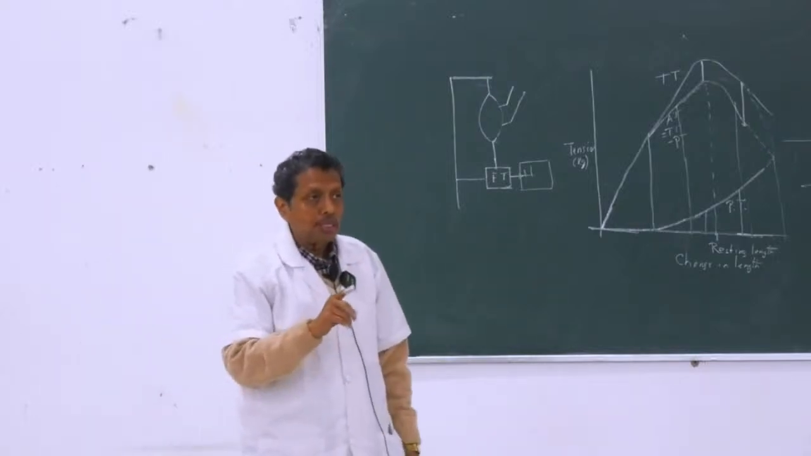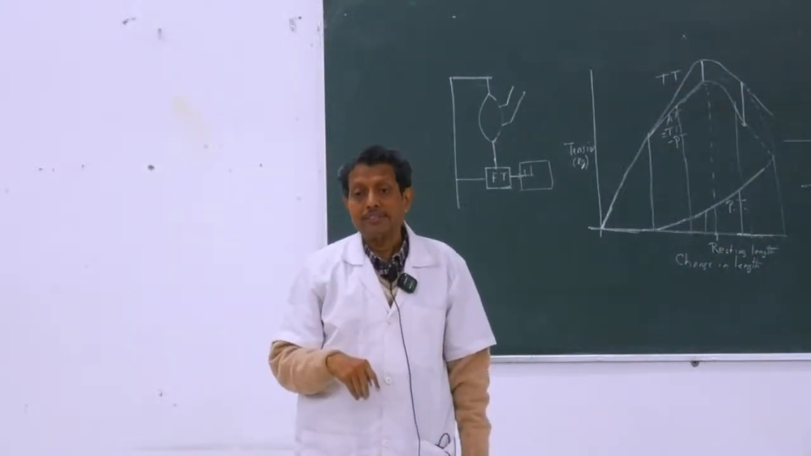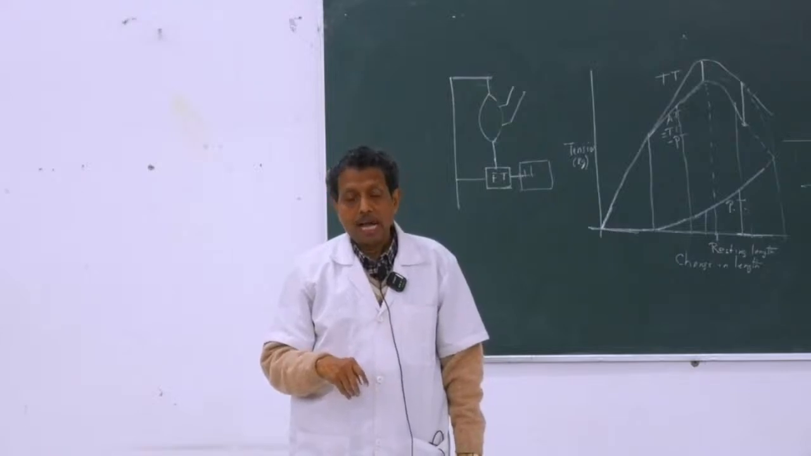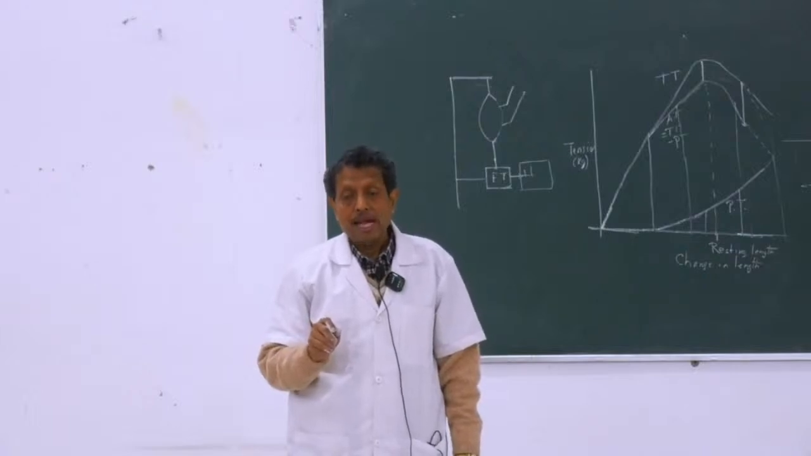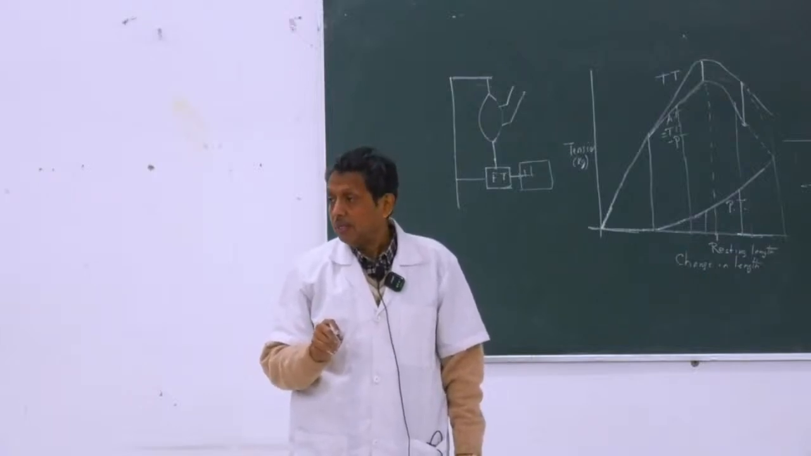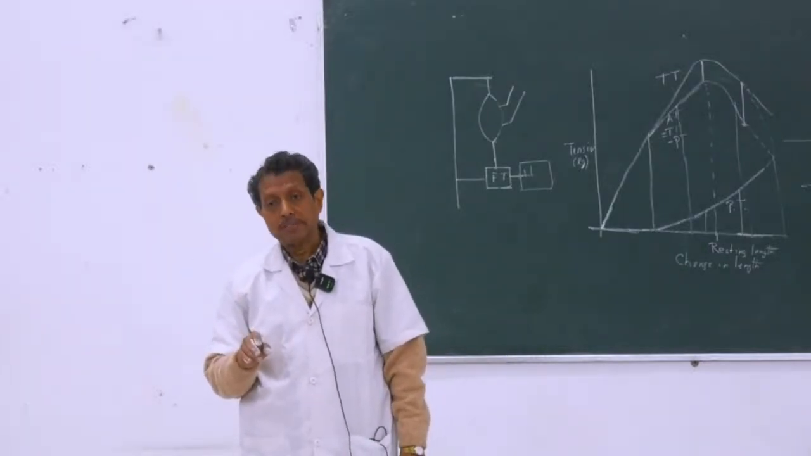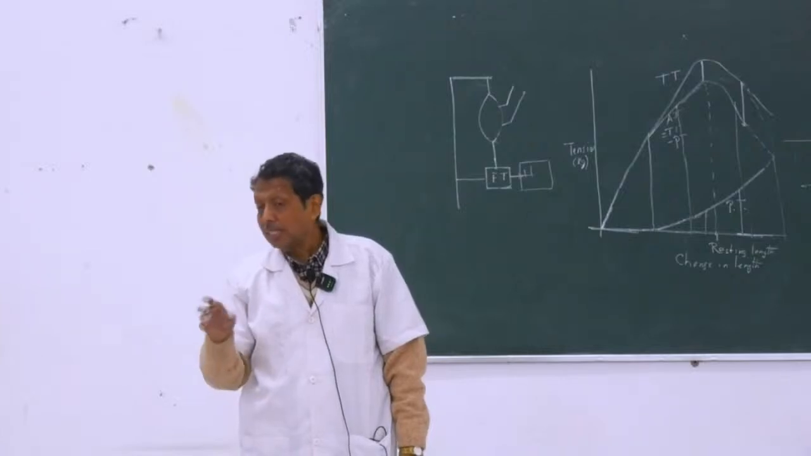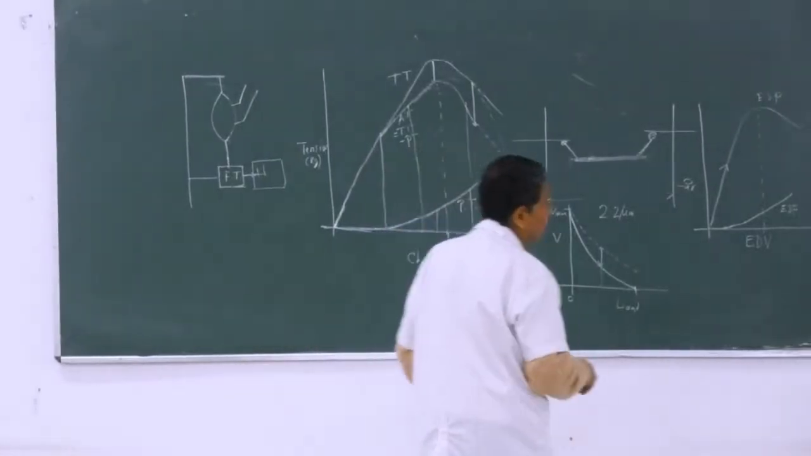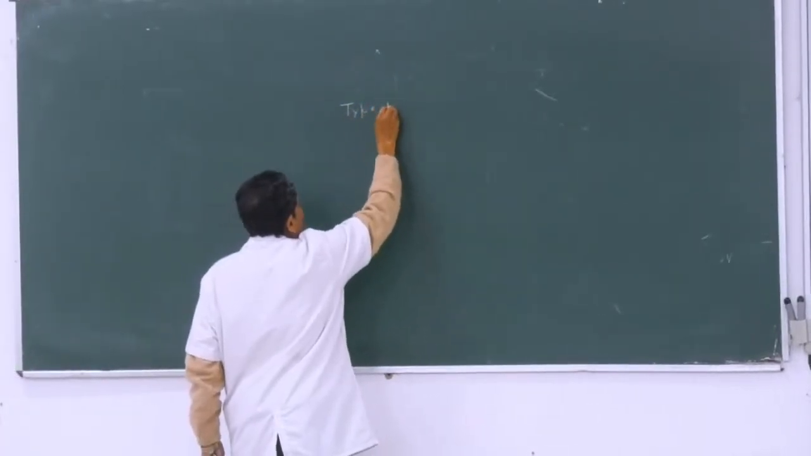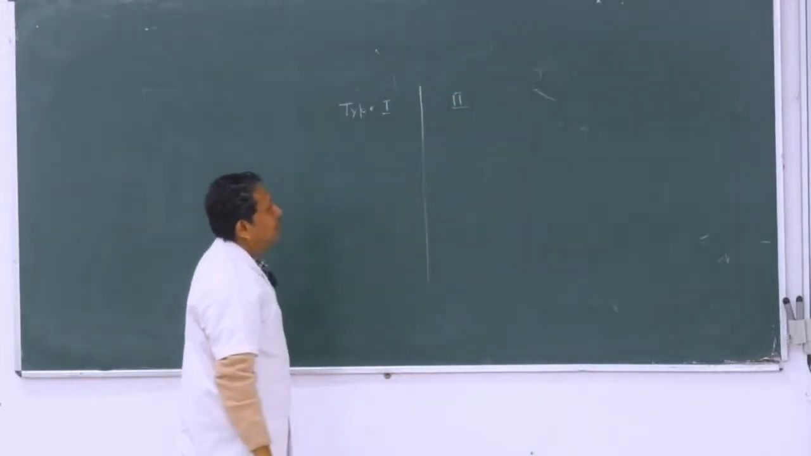From the twitch duration: when the twitch duration is more, those are the slow muscles. And where the twitch duration is less, they are fast muscles. And their color is also different. Fast muscles are largely type 2 fibers. They contain type 2 fibers. And the slow muscles contain type 1 fibers. Type 1 and type 2 fibers, and 2A and 2B.